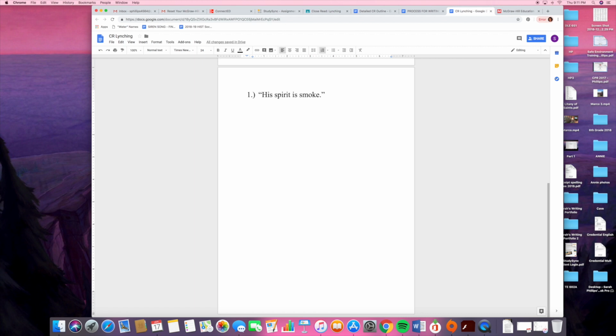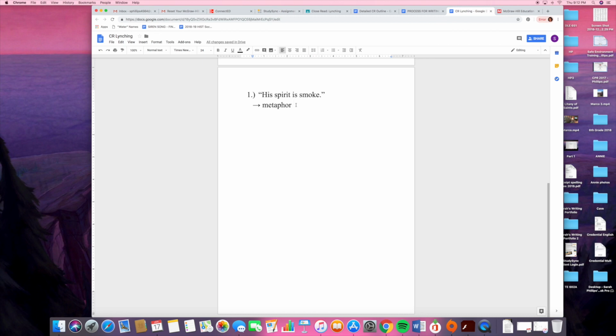I like this one a lot because this is an example of a metaphor. Okay, this is a literary device. His spirit is smoke. Okay, not a simile. A simile is like his spirit is like smoke. That would be a simile. But saying his spirit is smoke is a perfect example of a strong metaphor. Okay, so I'm going to write that down.